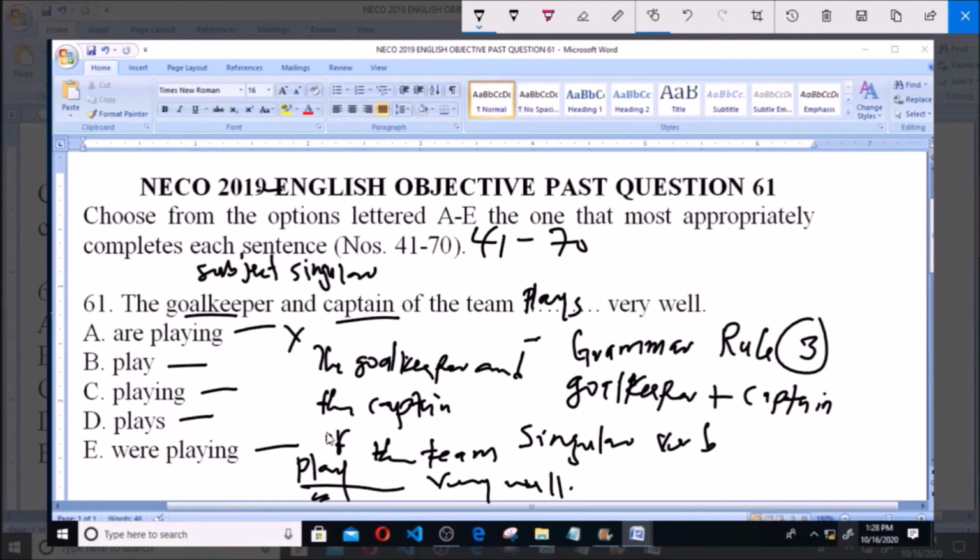The difference is that the captain in this statement is different from the goalkeeper. It's not the same person, but in the particular expression, the goalkeeper and captain is one person. So option D is correct.